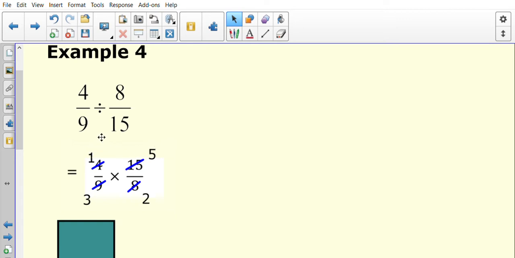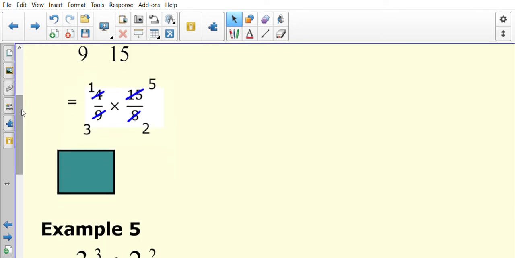Now, if we multiply the numerators together, 1 times 5, we get 5. And multiplying the denominators together, 3 times 2 is 6. You can't simplify that any further. You've not got a top heavy, so that's your final answer.